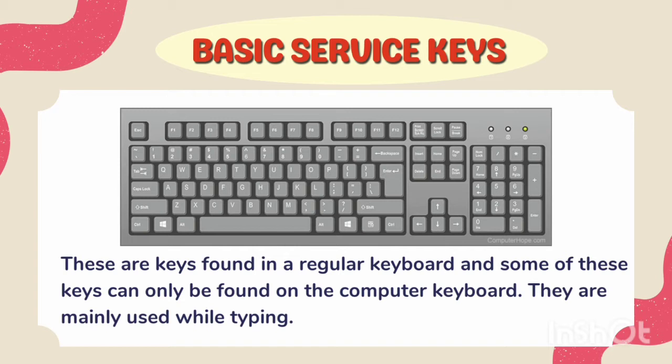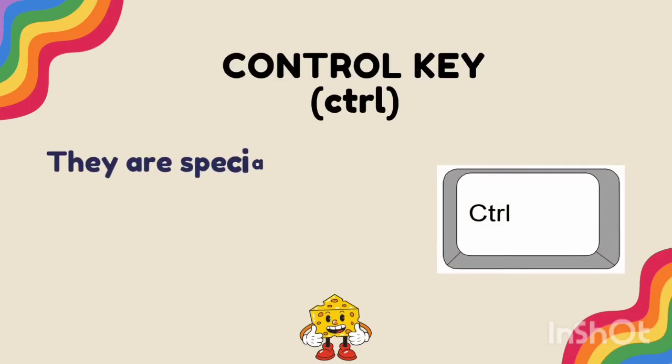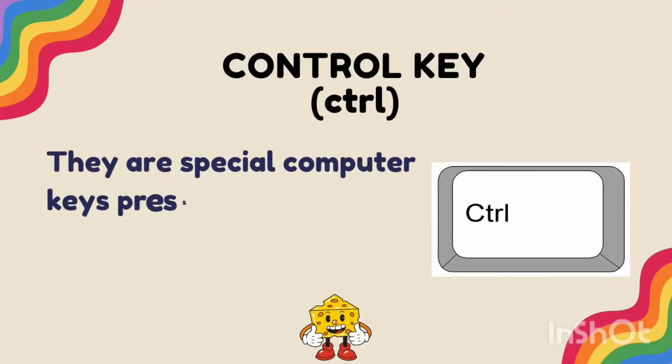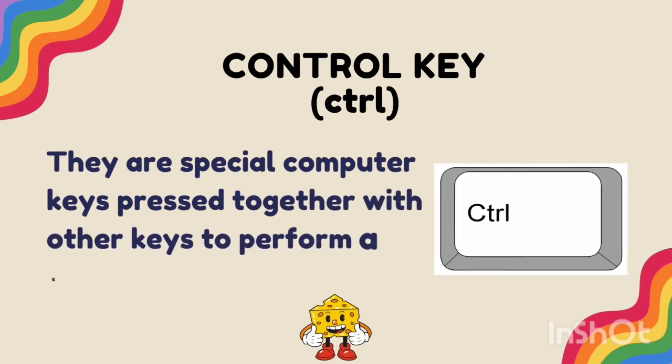So when you are typing, some of these keys can be used, and we're going to learn about some of these basic service keys. The first basic service key we'll be looking at is the control key. If you check your keyboard, you see the abbreviation CTRL. It is the control key.